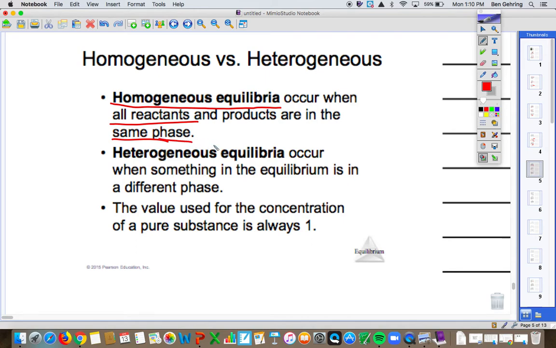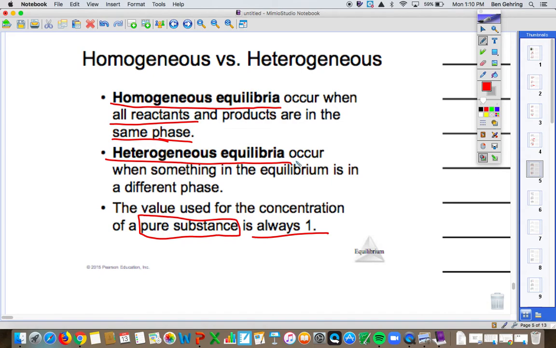If there are multiple phases, we have what's called heterogeneous equilibria. And so you have multiple substances in different phases. If you have a pure substance, its concentration value is always equal to 1, which is going to be really important when we start talking acids and we look at reversible reactions there. That's going to be all for today.